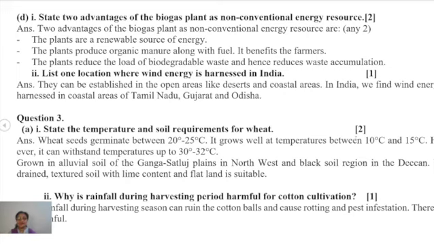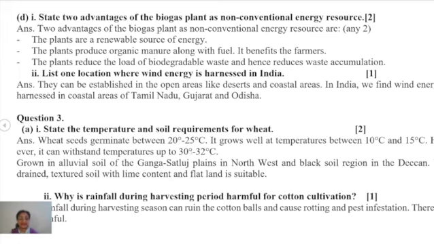However, it can withstand temperatures maximum till 30 to 32 degrees because it's a winter crop, especially in India. That's why it is called a rabi crop. Basically it is grown during the winter season in the northern plains. So it doesn't need very high temperature, and it can withstand temperatures maximum till 30 to 32 degrees centigrade.